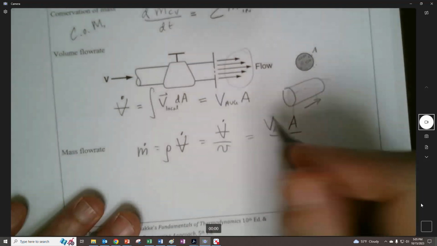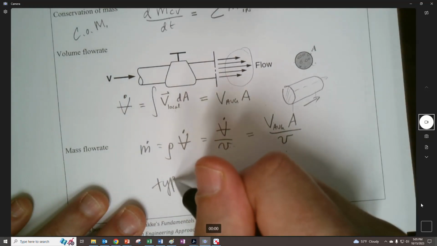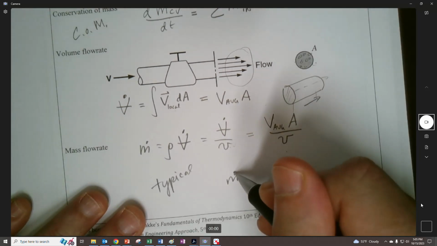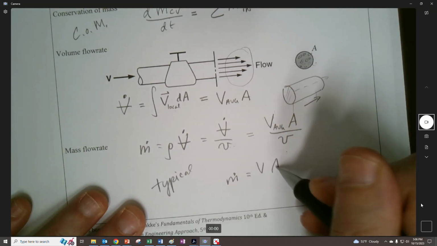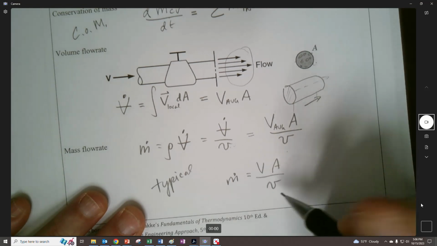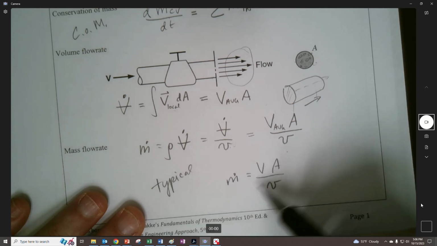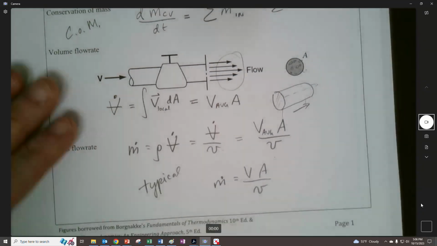So the most typical equation that we'll use for this is to have this guy right there. I wrote a lot of equations, but right here, and I'll leave off the average because we'll just assume it. So this is very commonly done.